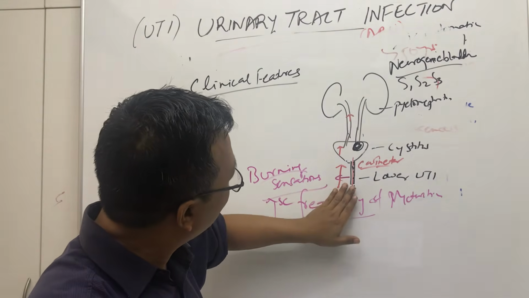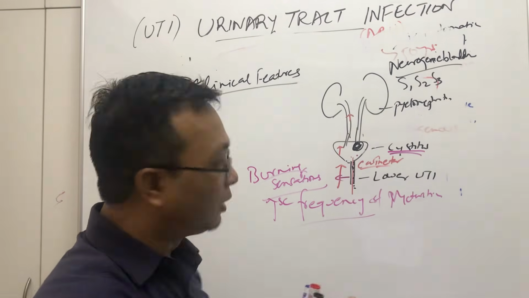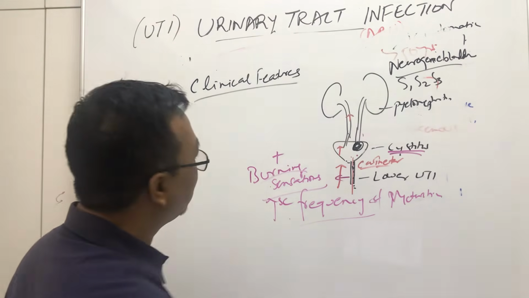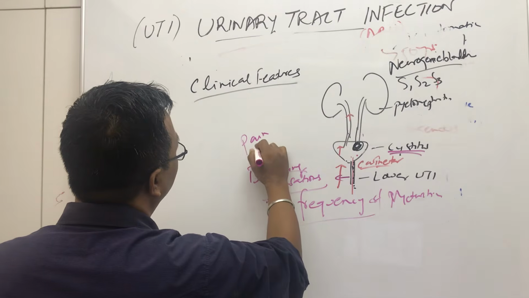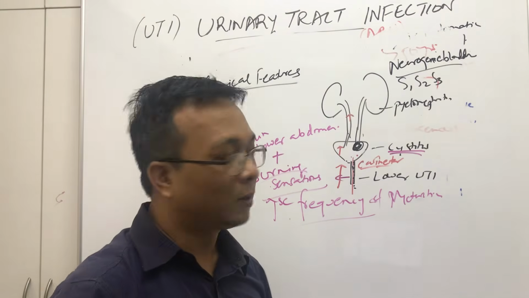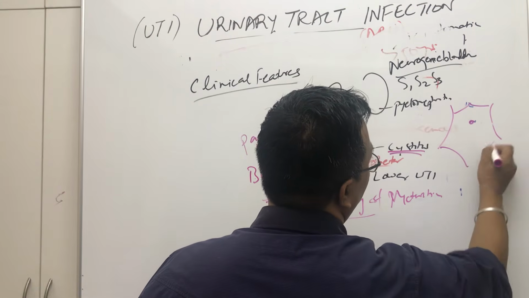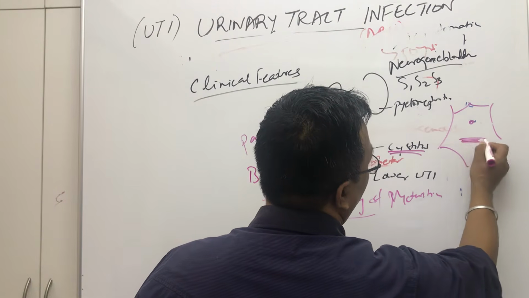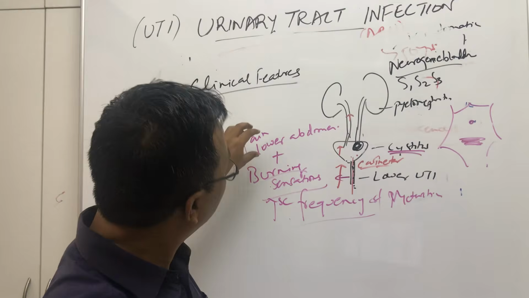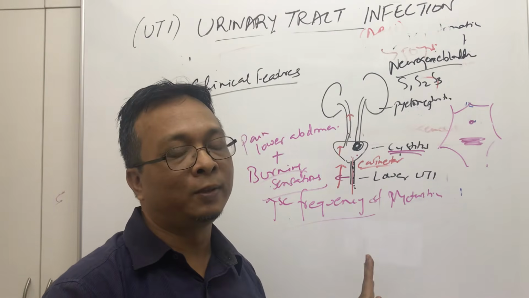So as the bacteria climb high and reach the urinary bladder, we call it cystitis. When the bladder is involved, along with the burning sensation and increased frequency of urine, there will be pain. Where will the pain be? Pain in the lower abdomen, especially the suprapubic area. This is the umbilicus, so pain here in the lower abdomen. When there is pain, burning sensation and increased frequency, it means it's a case of cystitis. It's no longer just a lower urinary tract infection.